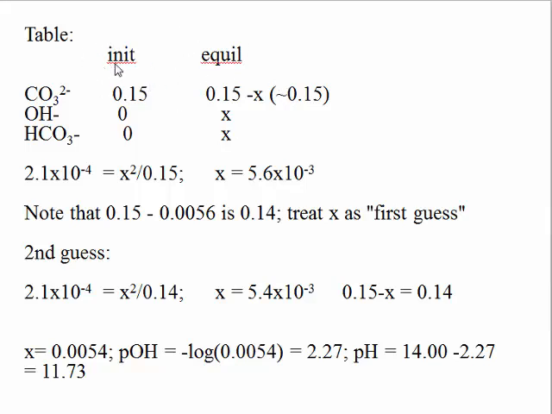A nice table, not showing change here, just showing initial and equilibrium, shows our carbonate concentration is 0.15, no hydroxide, no bicarbonate. In other words, we're looking at reaction 1 now, from a standpoint of the 0.15 molar carbonate. That will reduce to 0.15 minus X. We'll treat that as 0.15. Bicarbonate and hydroxide concentrations are X. Solution is X is 5.6 times 10 to the minus 3. Now remember, this is our first approximation as to the hydroxide concentration.